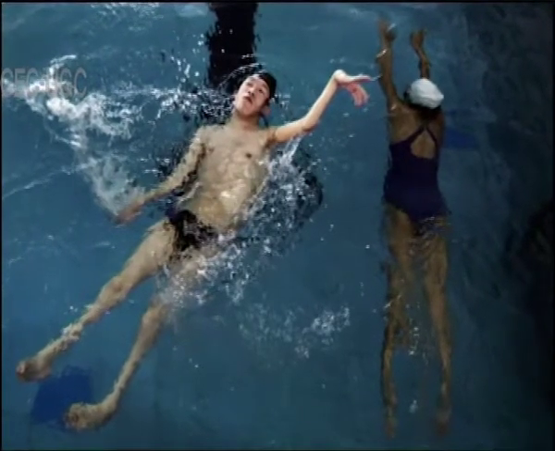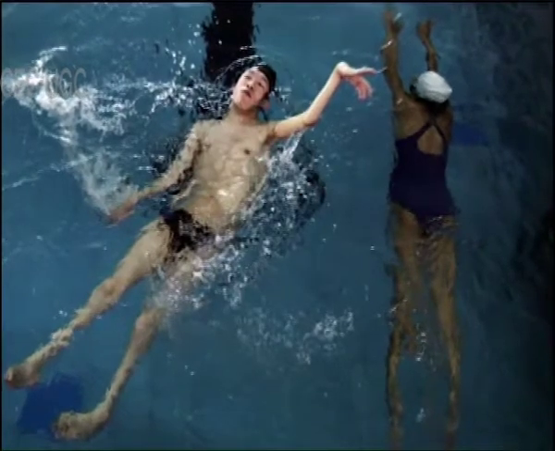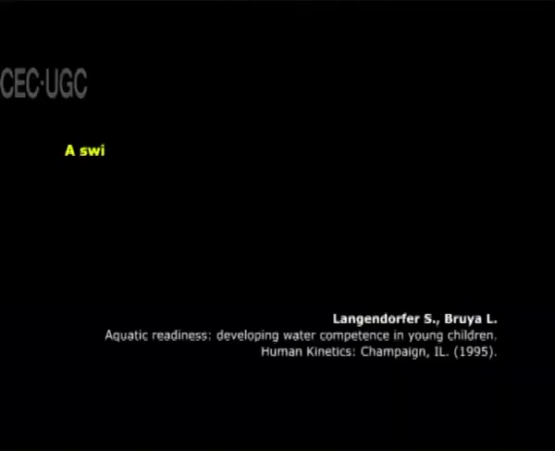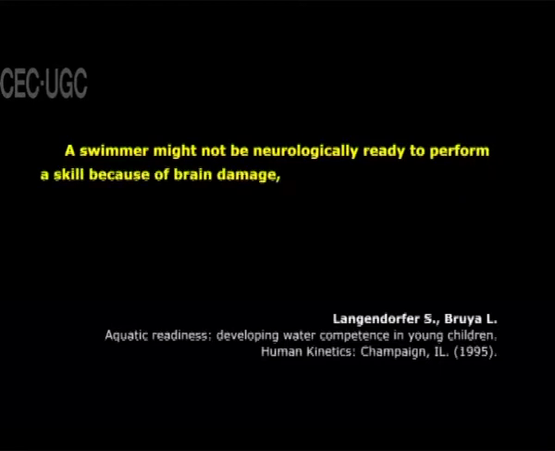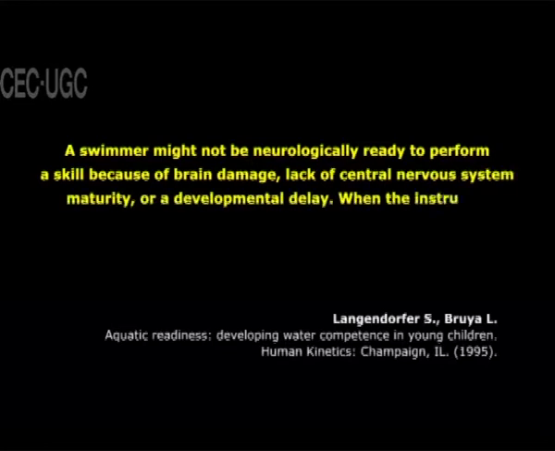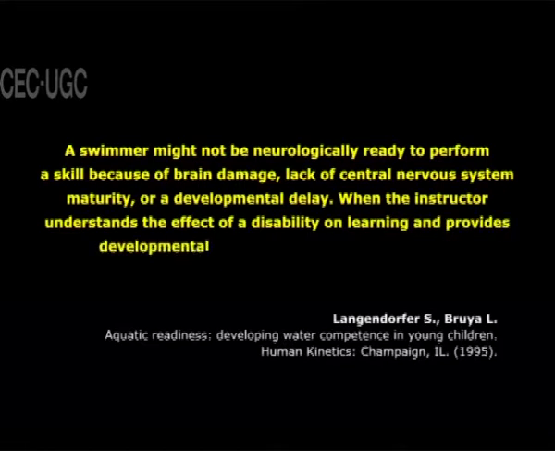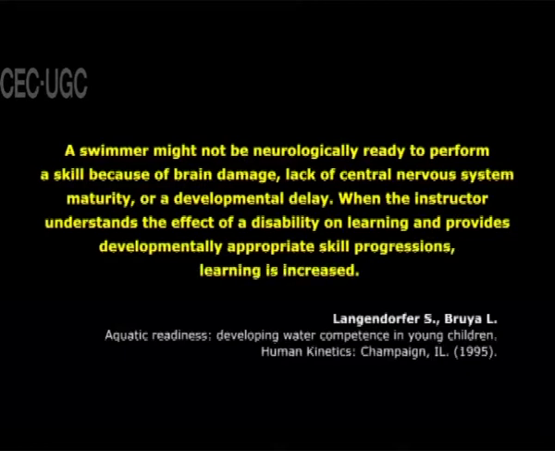Physiological factors are those in which anatomical and physiological variations in an individual's body affect how and what he or she learns. This includes how disability and medication affect the body system. A swimmer might not be neurologically ready to perform a skill because of brain damage, lack of central nervous system maturity, or a developmental delay. When the instructor understands the effect of a disability on learning and provides developmentally appropriate skills and progressions, learning is increased, according to Langendorfer and Bruya, 1995.